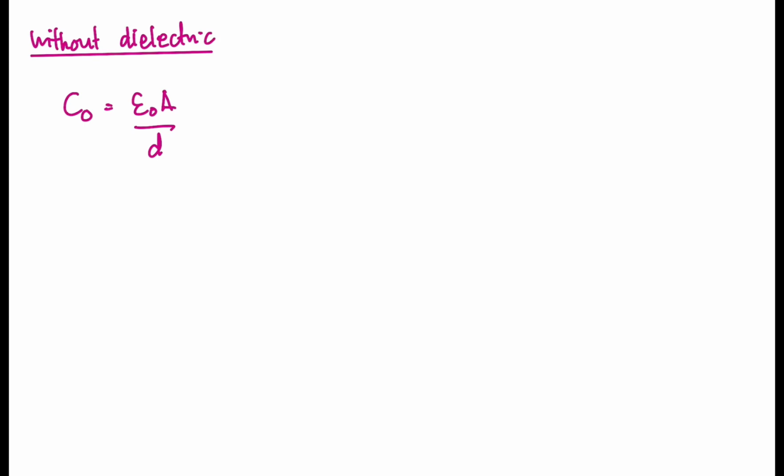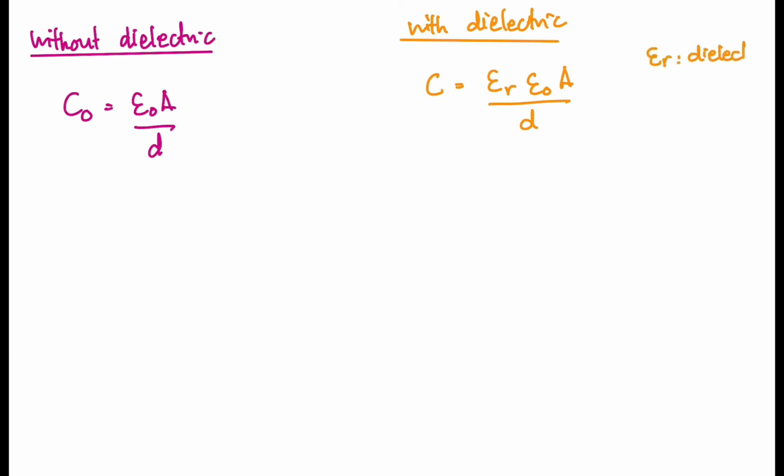Okay, then kalau kita kata with the dielectric, equation will be C equal to epsilon R epsilon naught A over d. Okay, epsilon R ni adalah dielectric constant. It depends on the material of the dielectric. Okay, and has no unit.